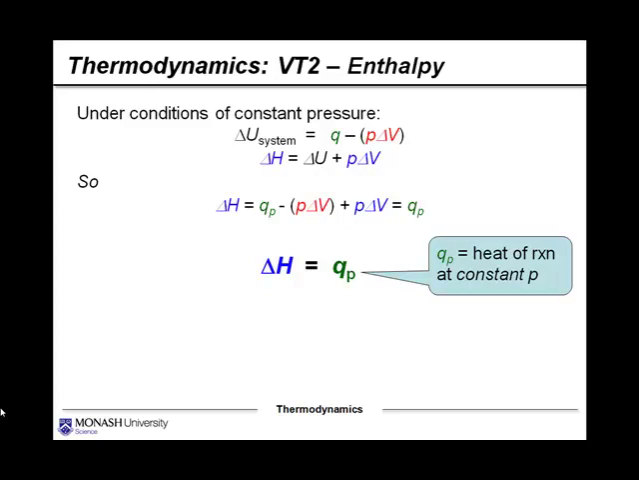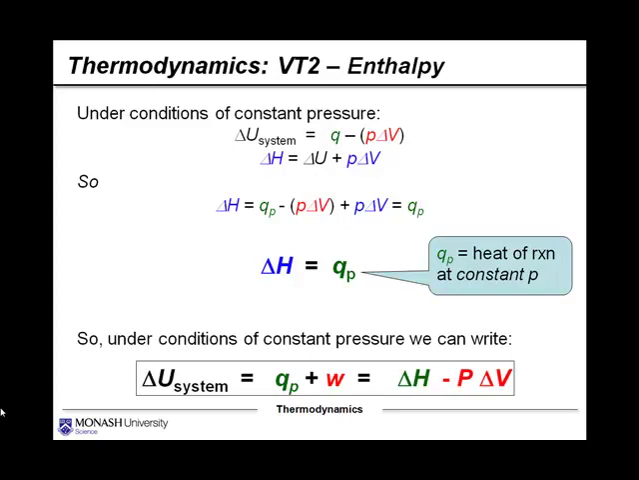So that's enthalpy, and we can write under conditions of constant pressure this expression, that kind of ties it all up, if you like. So the change in the internal energy of the system equals the change in enthalpy minus P times delta V. We'll have a look at calorimetry of a system using something called a coffee cup calorimeter in the next video tutorial.